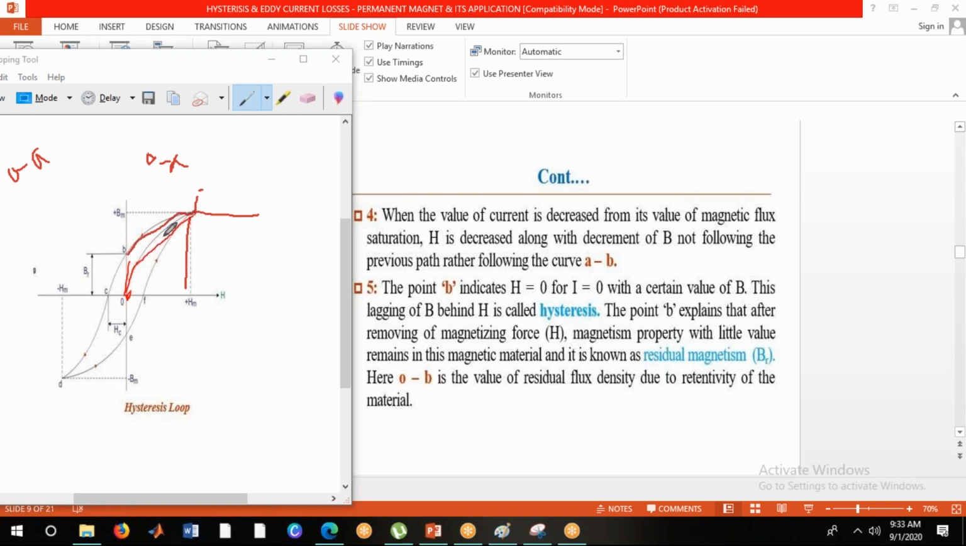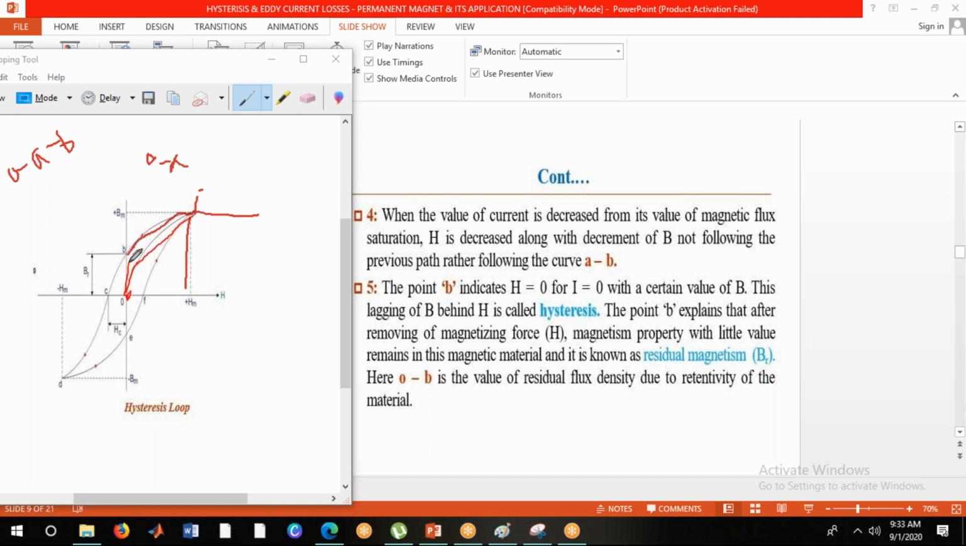ఇప్పుడు కరెంట్ డిక్రీజ్ అయితే సేమ్ పాత్ రావాలి కదా, but it is not happening here. Why? Because there is some presence of field. అప్పుడు ఏమవుతుందంటే the path is diverted to the A to B. So now it will traverse from A to B. Now this point B indicates that H equals 0 for I equals 0.